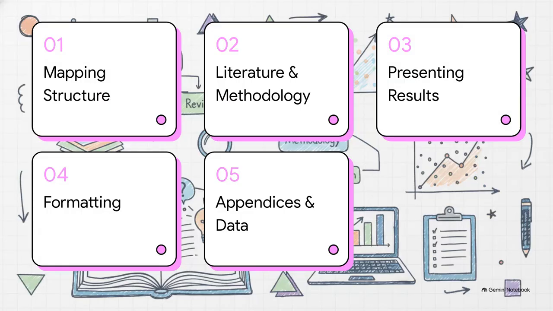To get us there, we'll be walking through our blueprint today in 5 key steps: mapping your dissertation structure, literature and methodology, presenting quantitative results, formatting and academic presentation, and finally, essential appendices and data.